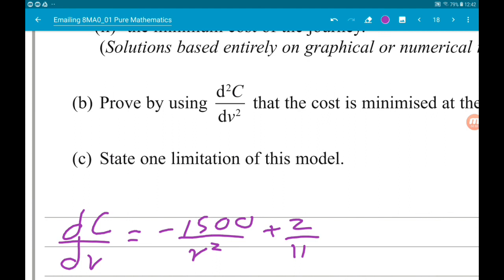You could even mention that you're never going to be able to drive from London to Newcastle at a steady speed, because you're going to have to stop for traffic lights, etc. So, a limitation could be that you're not going to be able to travel at a constant, steady speed. Cool.